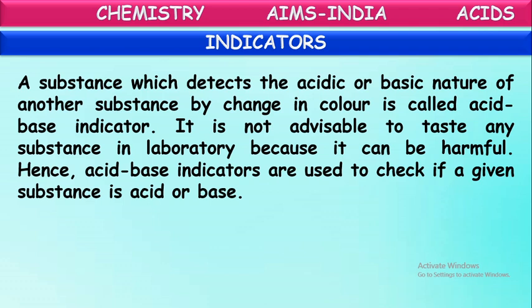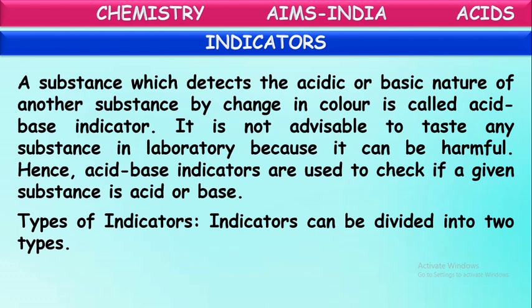So how do we identify these acids and bases without tasting or touching them? For that purpose, we use some substances which give color changes when they react with acids or bases. Those substances are called acid base indicators. Hence, acid base indicators are used to check if a given substance is either an acid or a base.